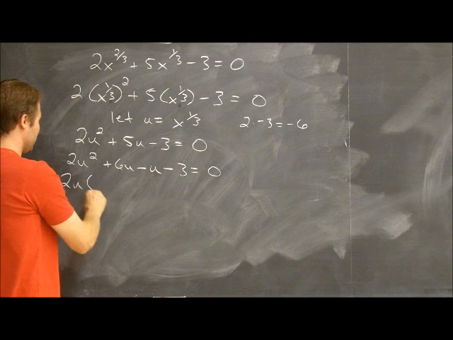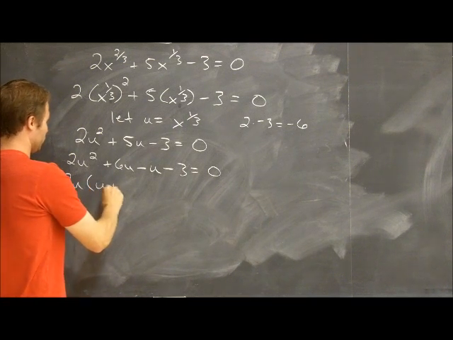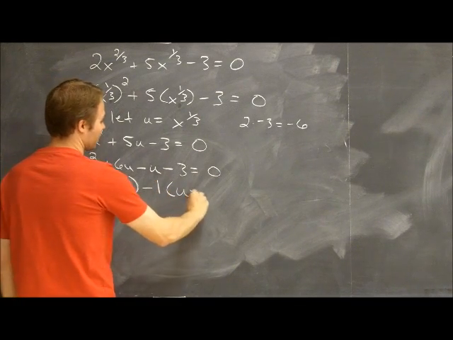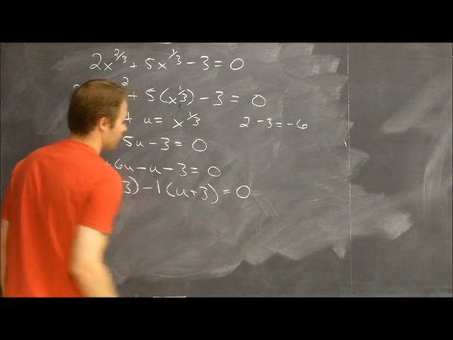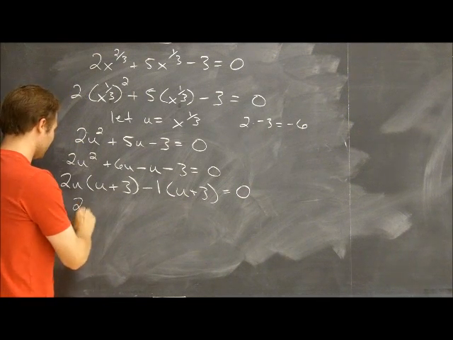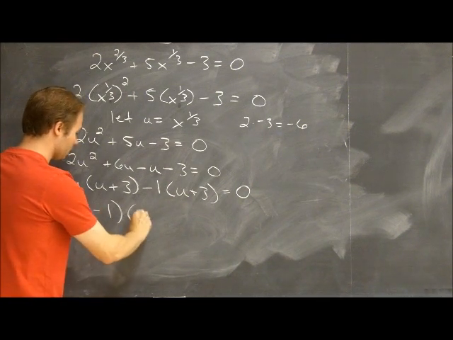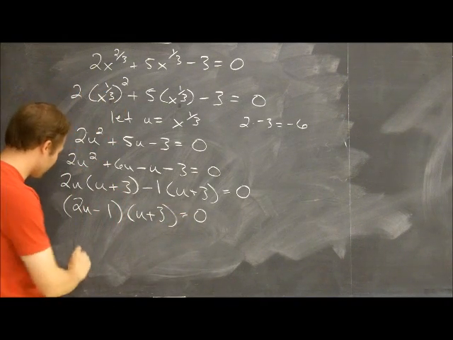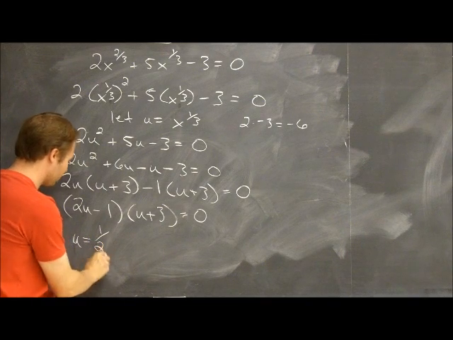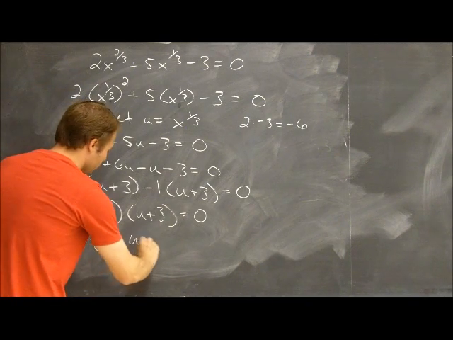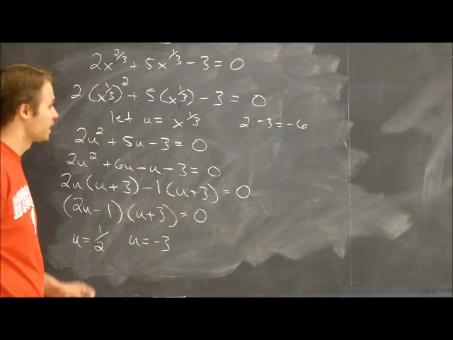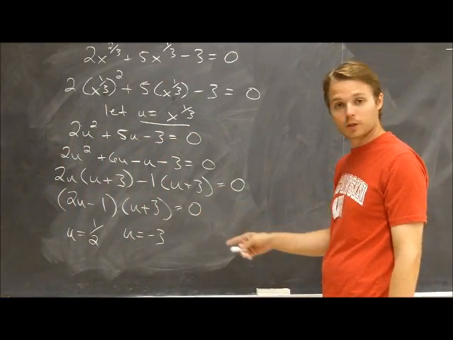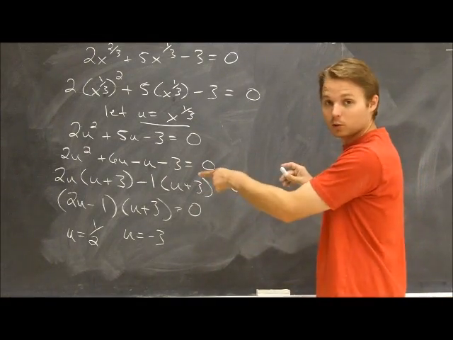So I can pull out a 2u here, and I'll get u plus 3, and then I can pull out a negative 1 here, and that will give me a u plus 3 here. Now I can factor this by grouping. This becomes 2u minus 1 times u plus 3 is equal to 0. So I'll get my two answers: u equals 1/2 when I set that equal to 0, and then u equals negative 3 when I set that equal to 0. But remember, we're not solving for u, we're solving for x here. So I actually need to do a resubstitution.